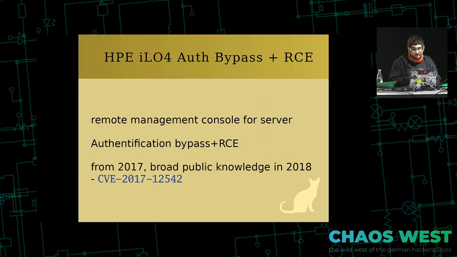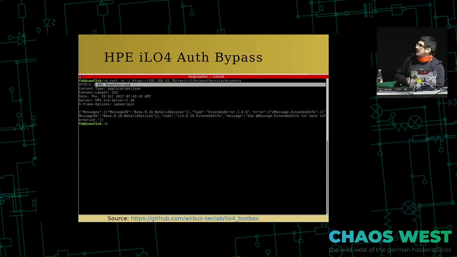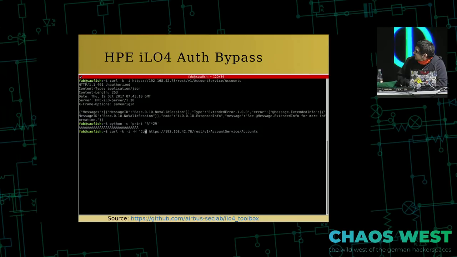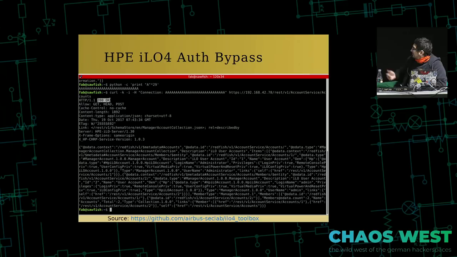I have a GIF of the live demo here, and you can check it out. They're requesting the admin interface, and it says 401 unauthorized. So they used a great Python tool and just printed 29 times A. Then they add a header to the request, the Connection header with data that is 29 times the A, and then press enter, and they got full admin access. Okay, yeah, we're administrator, great. It's really fun because you have 10,000 servers out there where you can just get administration privileges with 29 A's.